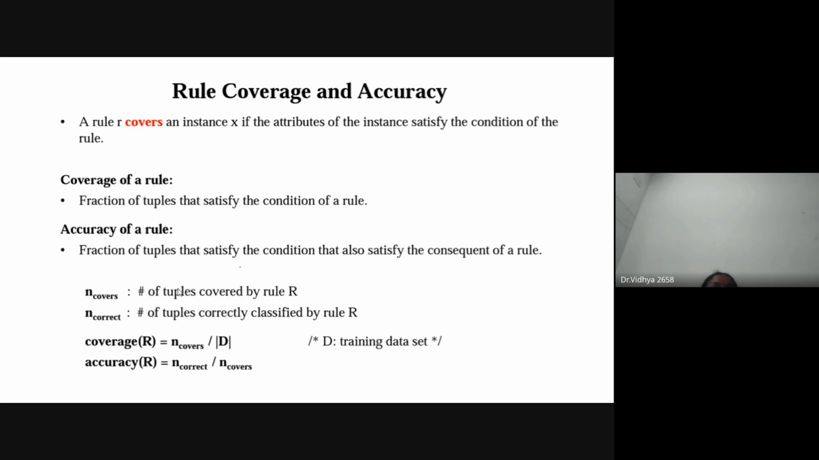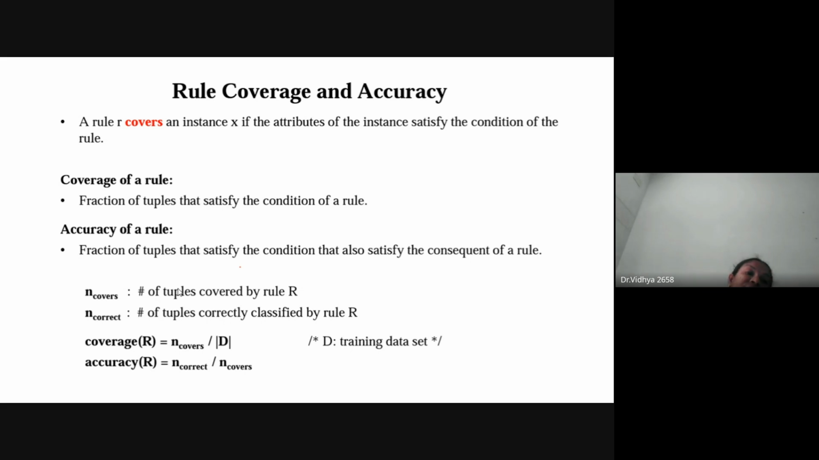Okay, then here you can see the formula for coverage as well as accuracy. For coverage you have n covers divided by |D|. Accuracy is actually n correct divided by n covers. Okay, so by calculating the n covers value you can calculate the coverage value or the accuracy also.